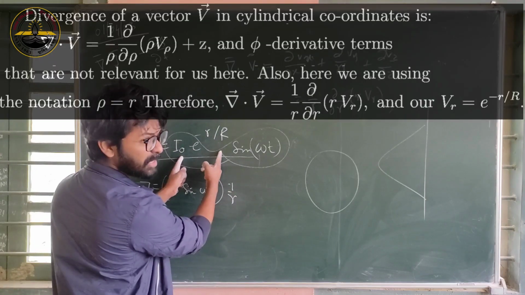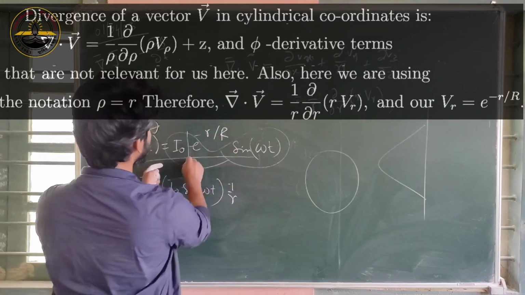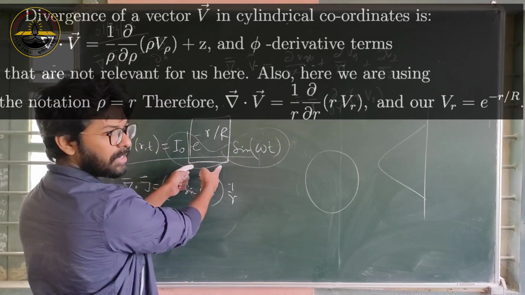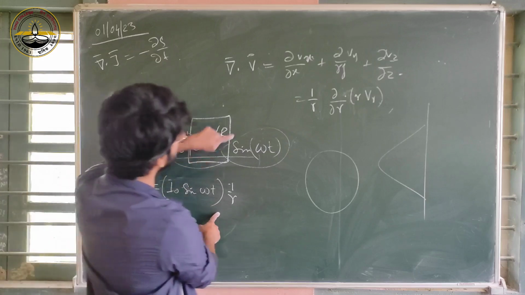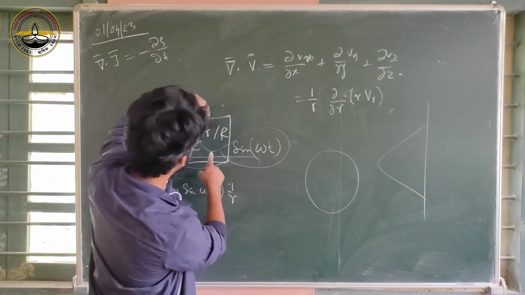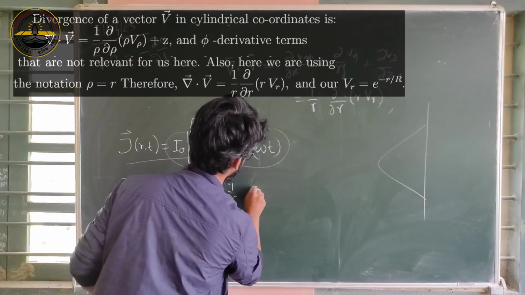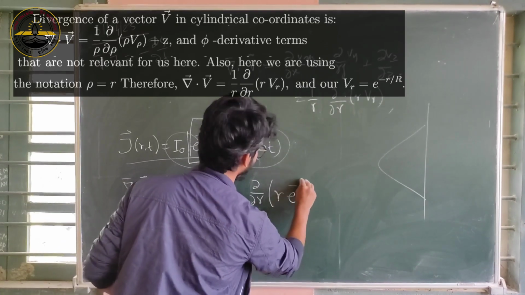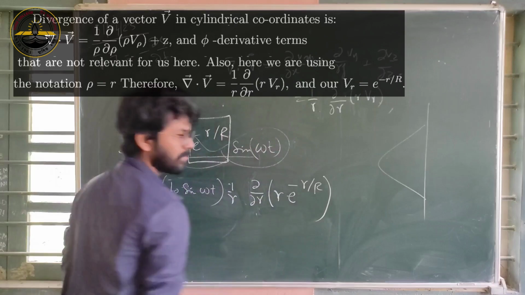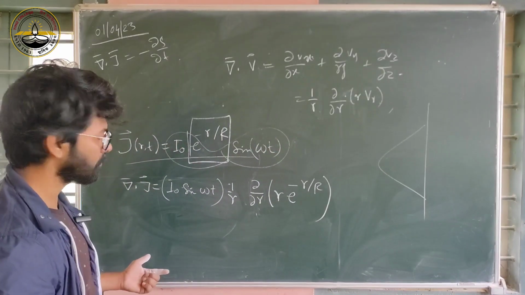This part is just the derivative, right? This is just the only r dependent part. The rest will be a constant and go away. So del dot J is basically 1 over r, del r of this, which will be del r of r e to the power minus r by r. Right?